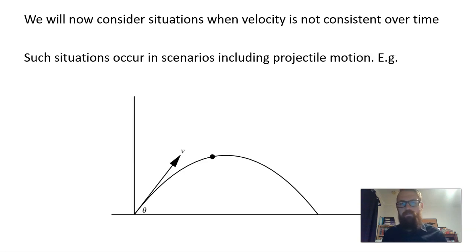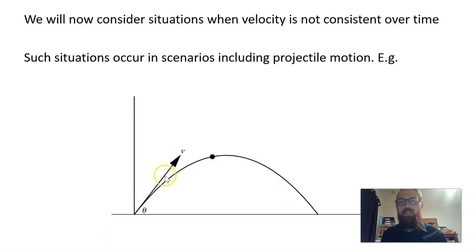So today we're going to have a look at non-uniform motion. We're now considering situations when velocity is not consistent over time. And these situations occur quite often, including scenarios like projectile motion. As you can see down the bottom here, we've got a projectile path. This could be any object thrown or launched along this path.